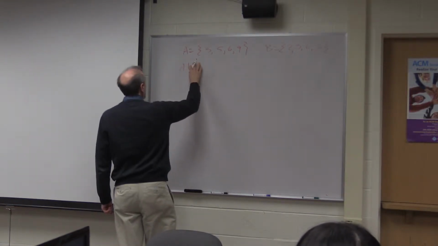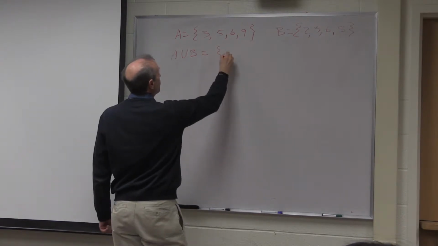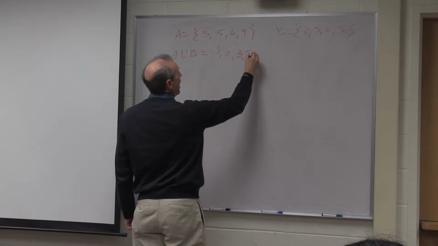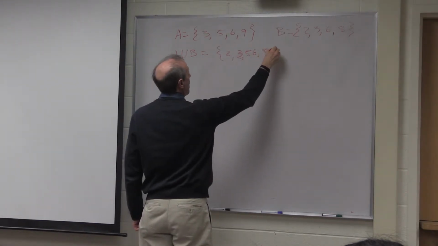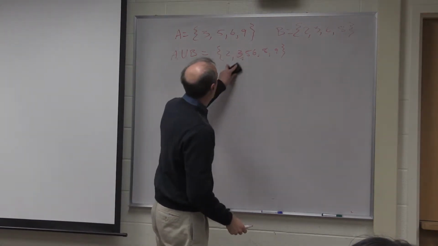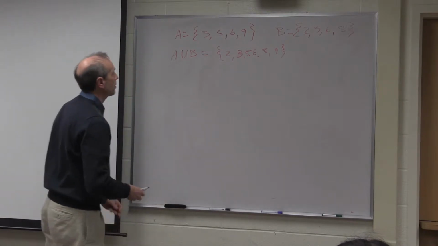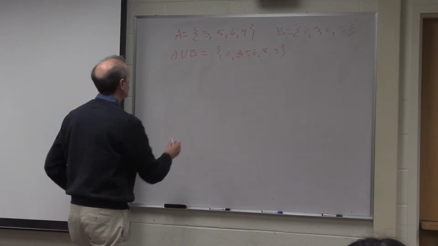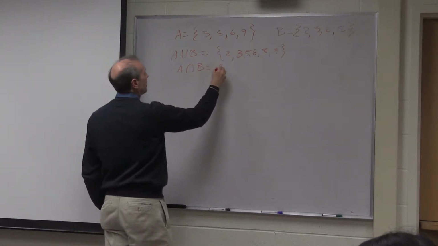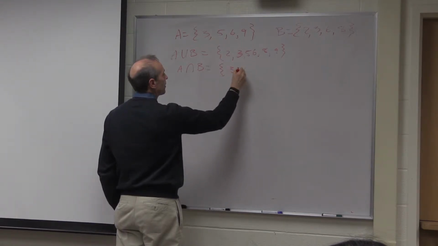All right, just to remind you what this is all about, A union B will be the set 2, 3, 5, 6, 8, 9. You do not replicate. So 3 has occurred twice and 6 occurs twice; you don't replicate them. Intersection is, in this case, 3 and 6.